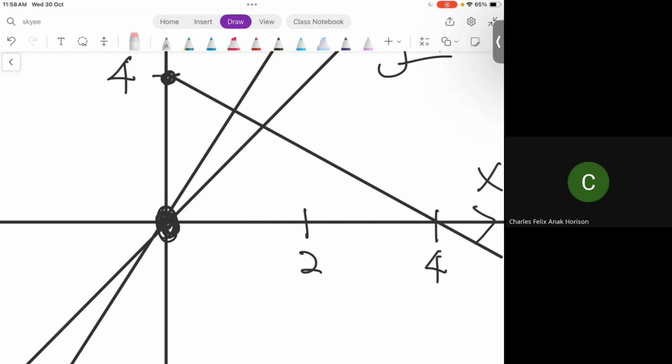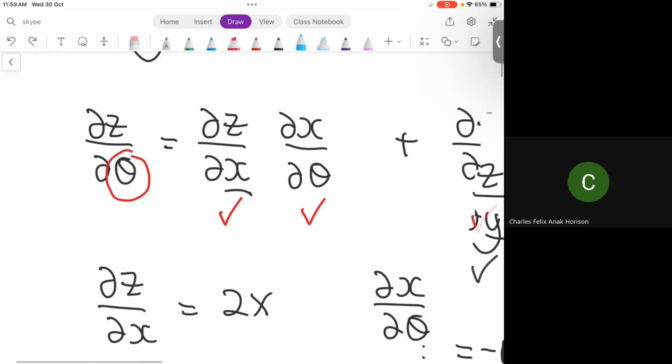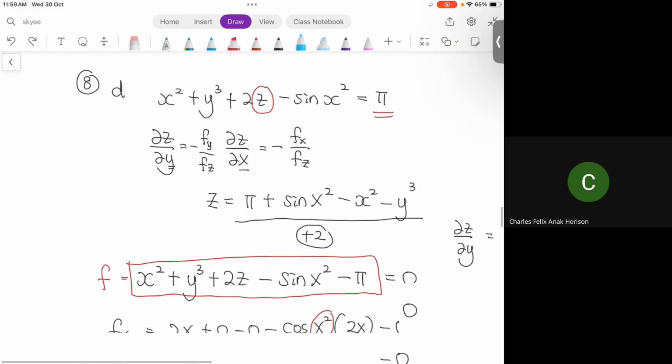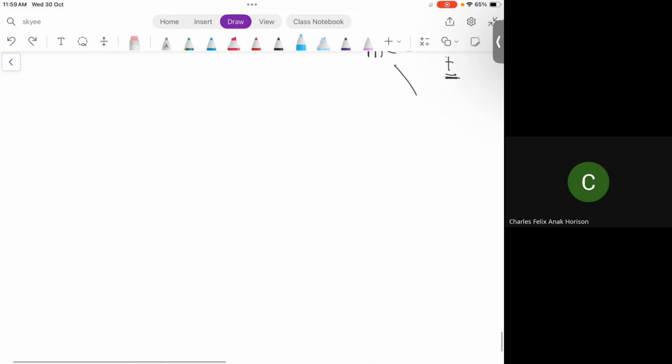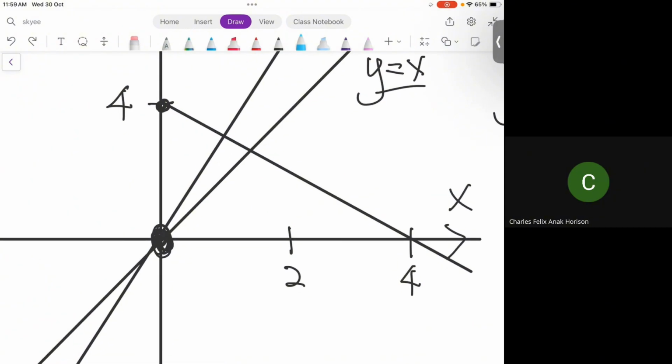Can you see this region? A bit small. So it's this one. This is the region. Okay, now you have sketched the region.